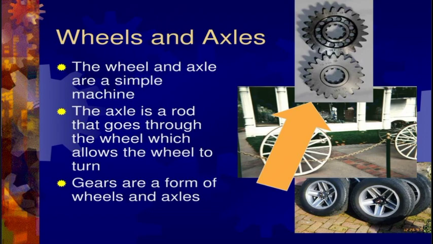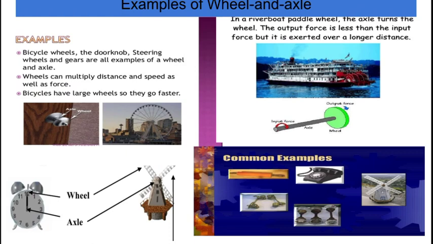You can see the picture also. This is an example of an axle, and these are the wheels. Examples of wheel and axle: bicycle wheels, the doorknob, steering wheels and gears are examples of wheel and axle.